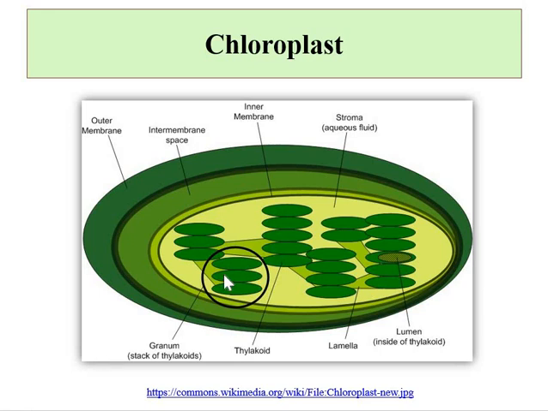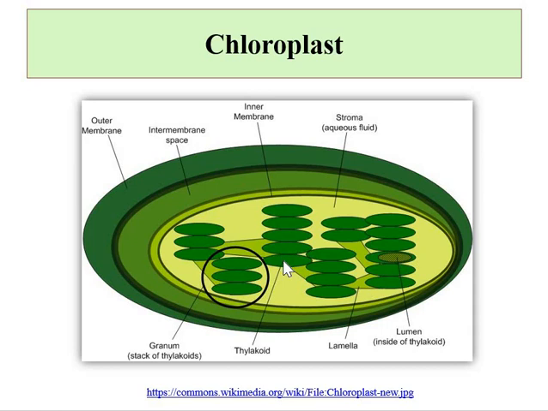This is the structure of chloroplast. Now, this is the enlarged structure of chloroplast, where you can find that this chloroplast's important part is thylakoid. So this green part, this oval shaped green part, is one thylakoid. Then this is another thylakoid. Then this is another thylakoid.